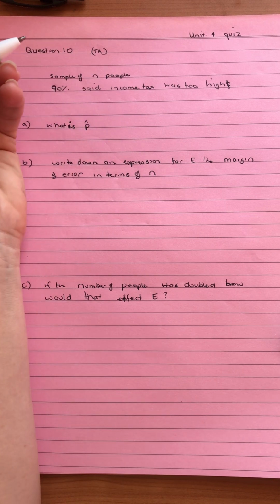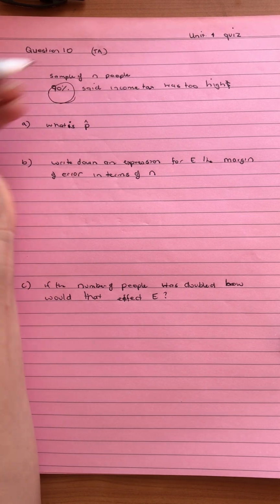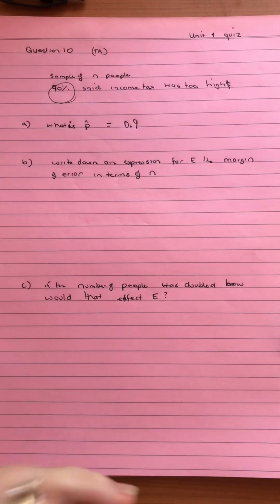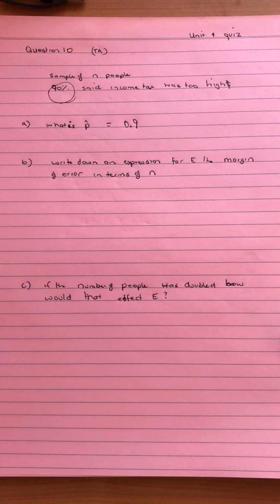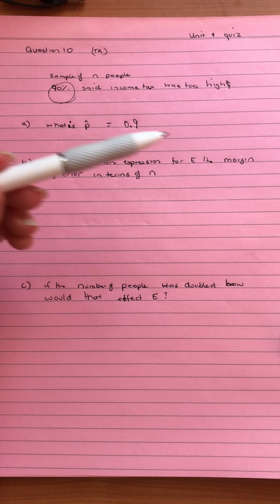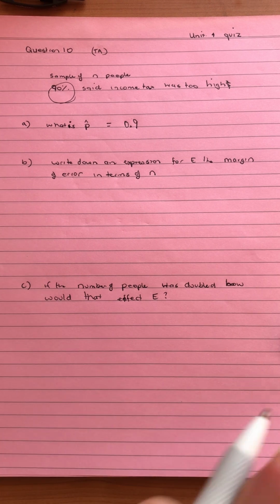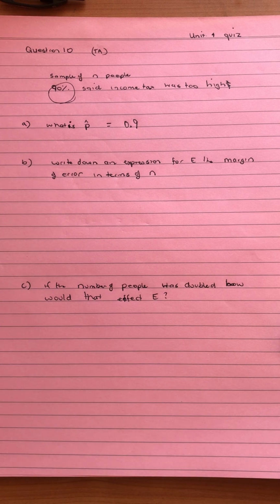We're given that 90% said so, we're just going to say our p hat, or our sample proportion, is 0.9, because 90% of the people said that the income tax was too high. The next one says write down an expression for E, the margin of error, in terms of n. Now when we're working out the margin of error, that's the part that we are adding or subtracting from our mean to work out our confidence interval.